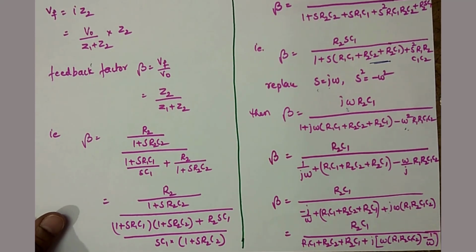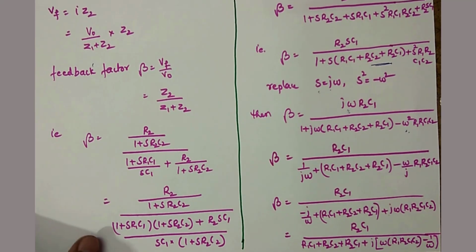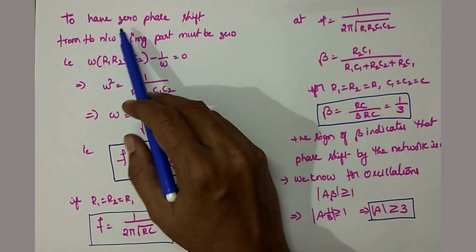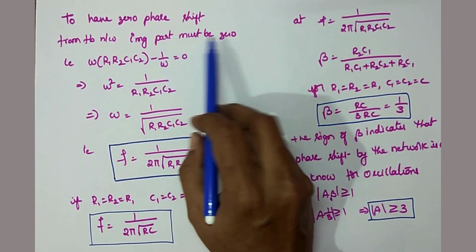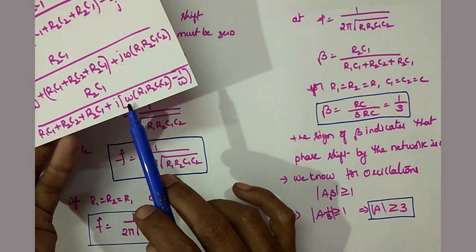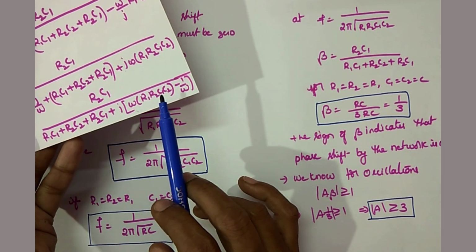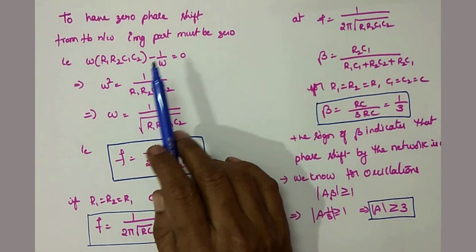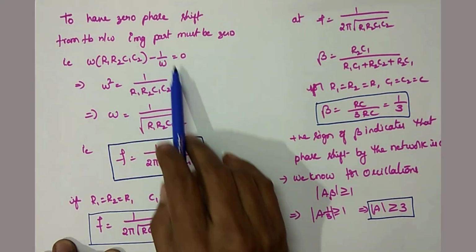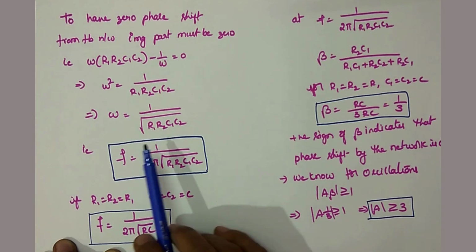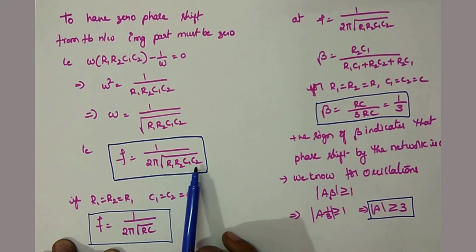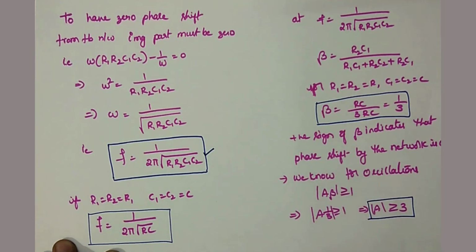Now the total phase shift from the beta network. What is the beta network here? It is the Wein bridge. The feedback network will give 0 degrees phase only when its imaginary part is 0. So to have 0 phase shift from the feedback network, the imaginary part must be 0. Whose imaginary part? The beta's imaginary part. What is the beta's imaginary part? See here, omega of R1 R2 C1 C2 minus 1 by omega. So omega of R1 R2 C1 C2 minus 1 by omega is 0. If you simplify it, I'll get omega as 1 by root of R1 R2 C1 C2. So totally you'll get f equal to 1 by 2 pi root of R1 R2 C1 C2, which is nothing but the frequency of oscillations.